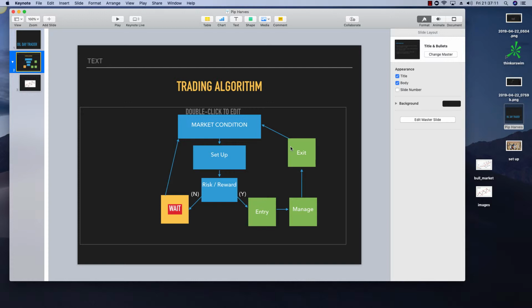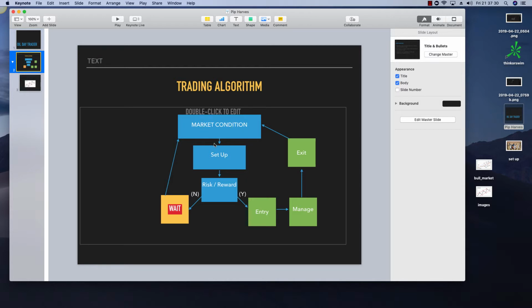Either the market is going to take you out, hit your stop loss, or you're going to just manually exit the trade. And when you exit, you're going back and you're looking at market condition again, trying to look for another entry.